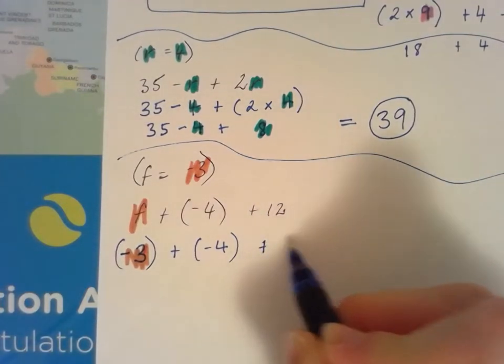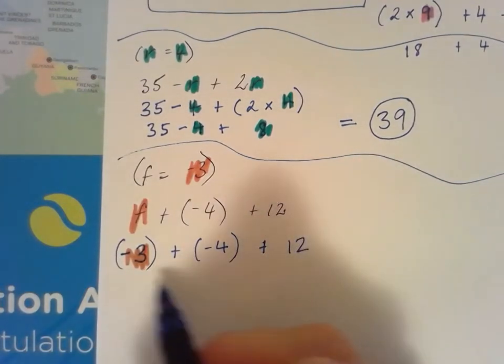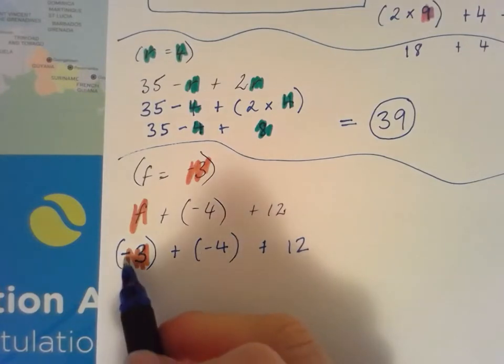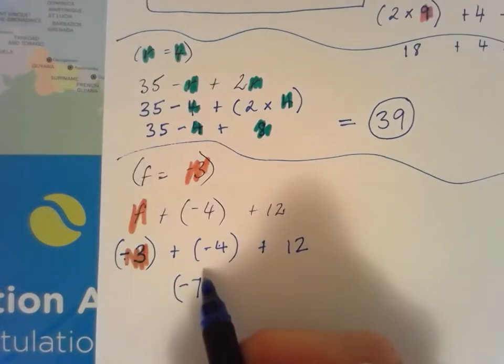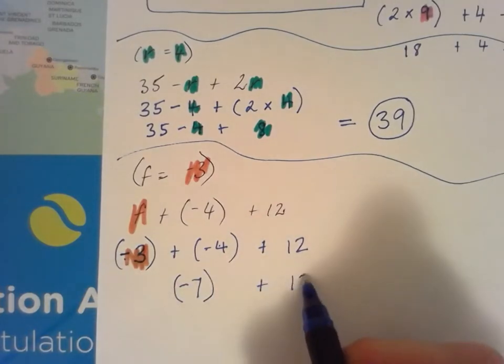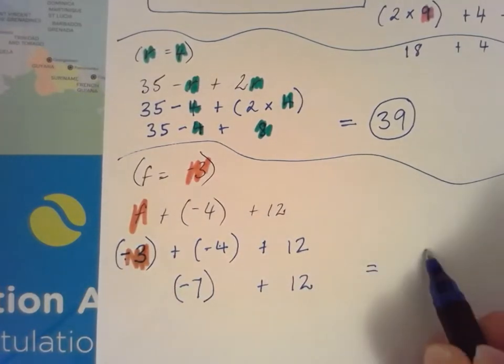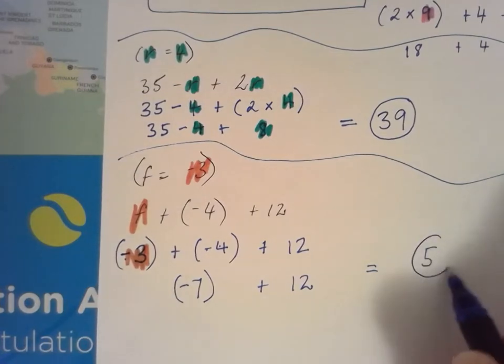-3 plus -4 plus 12. Okay, so -3, start at -3 and go 4 places to the left. That's going to get us to -7 plus 12. Our answer is going to be 5.